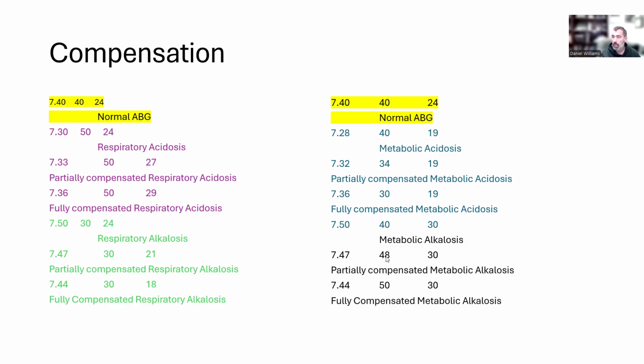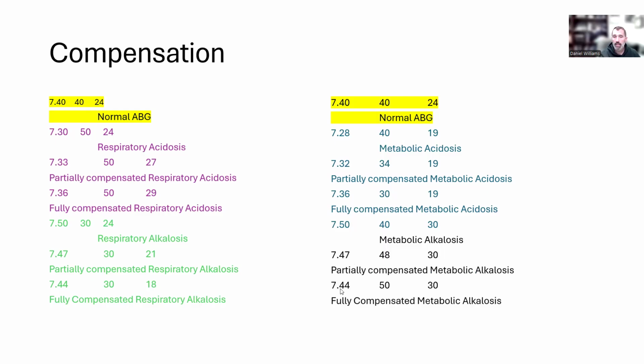But now if we look at the respiratory component, it is compensating because now the CO2 is moving in the direction to help bring the pH down. Remember the inverse relationship of CO2 and pH. CO2 goes up, it brings pH down. So now as CO2 is creeping up, it's beginning to bring that pH down. So this is a partially compensated metabolic alkalosis.